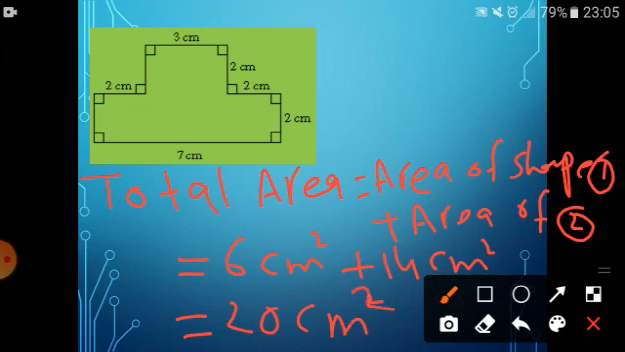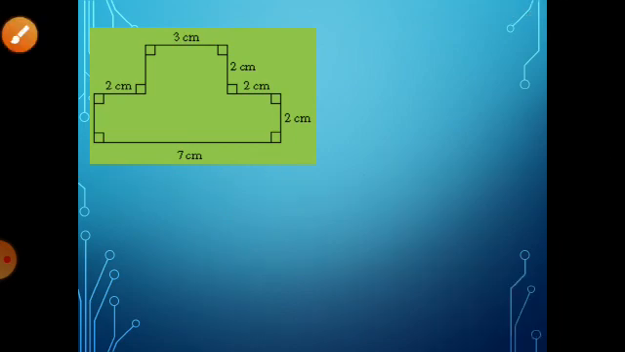So this is the way you can calculate area of compound shapes. I hope you understand the concept, and I hope you'll be able to split the shapes and then calculate the total shape or the area of the compound shape.